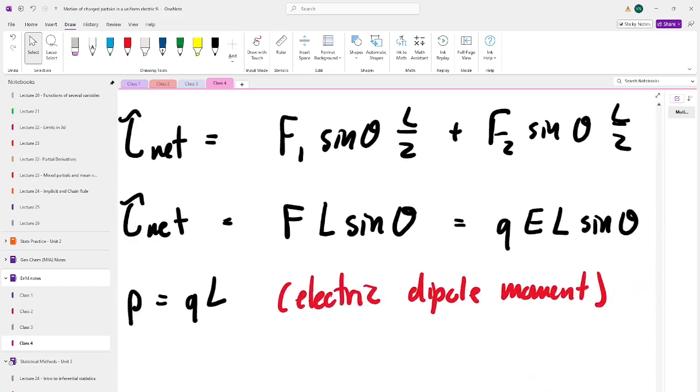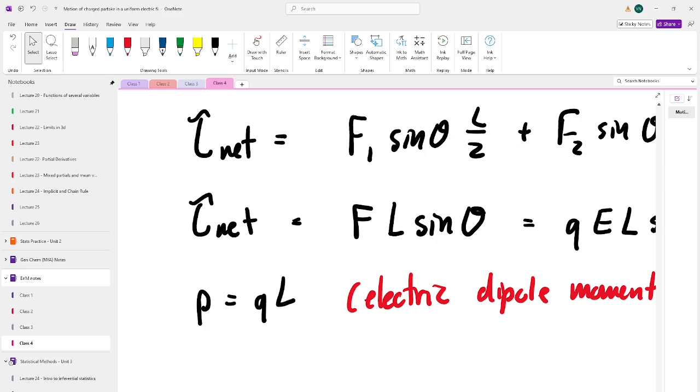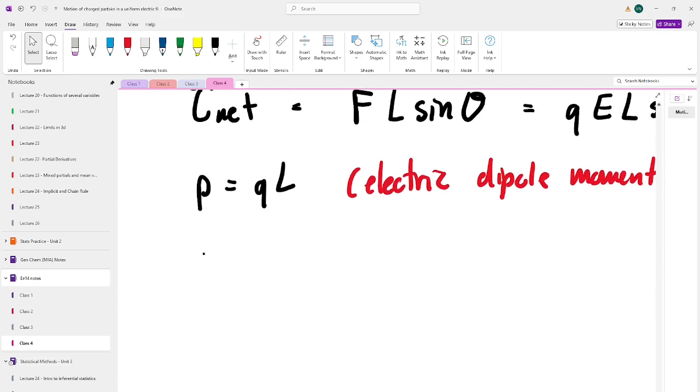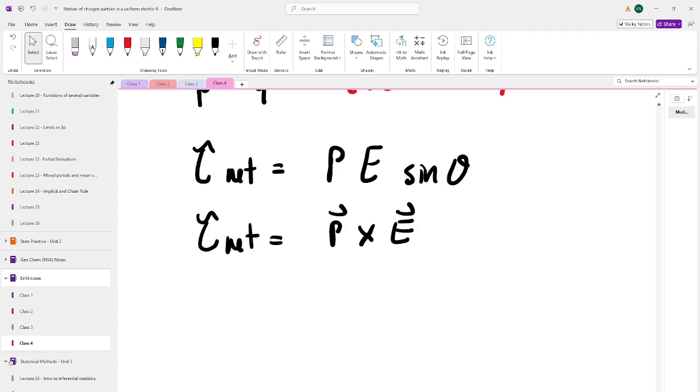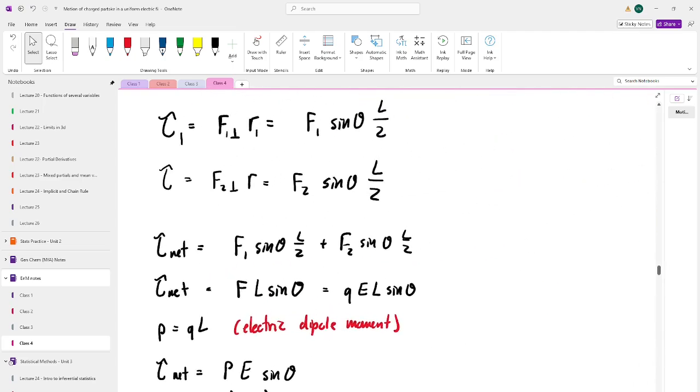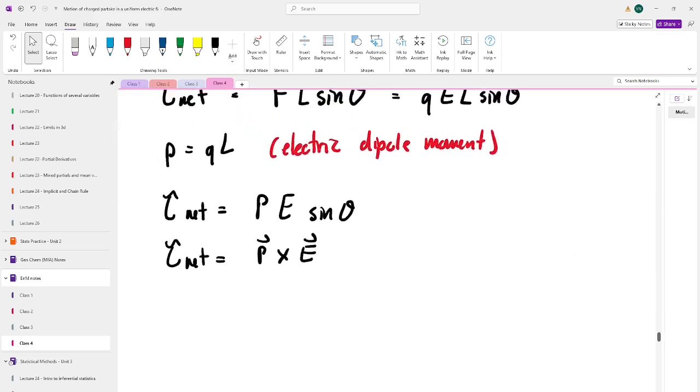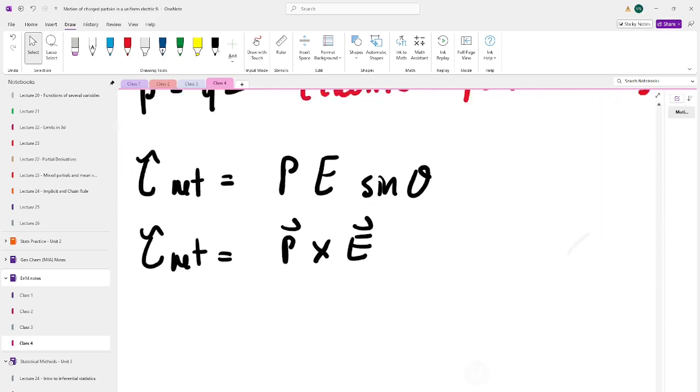And then we could change that again, now that we defined P, so that torque net would be equal to PE sine theta, or that the torque net is equal to the cross product of P and E. So, from these equations, we can conclude three things.